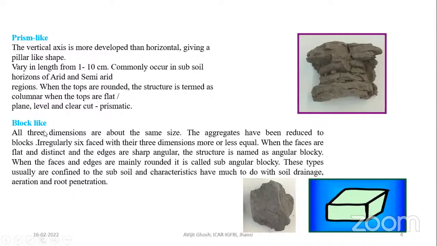And coming to the block-like structure, here all three dimensions are of equal size. You can see here, all three dimensions have equal size, so they form a soil block. Irregularly, they are six-faced, with their three dimensions more or less equal. When the faces are flat and distinct, they are called angular blocky, and when the faces and edges are rounded, they are called subangular blocky. These types of structure usually form in the subsoil, and they are basically related with the soil water holding capacity, aeration, and root penetration.